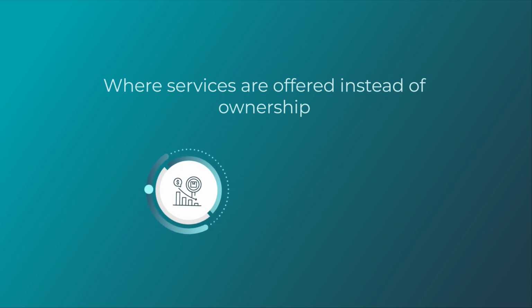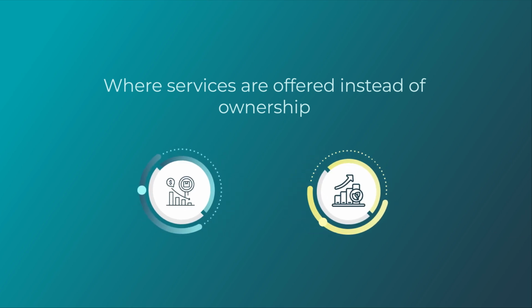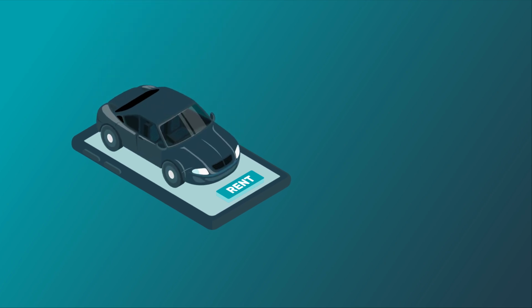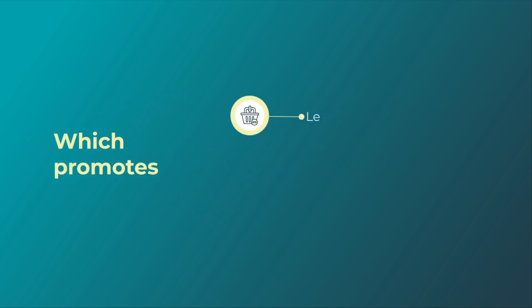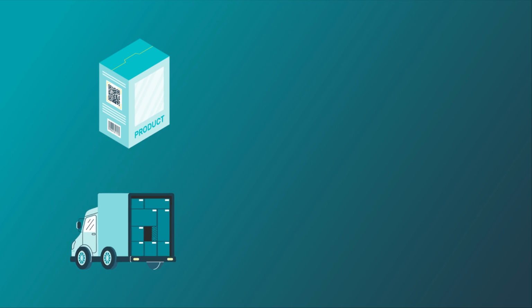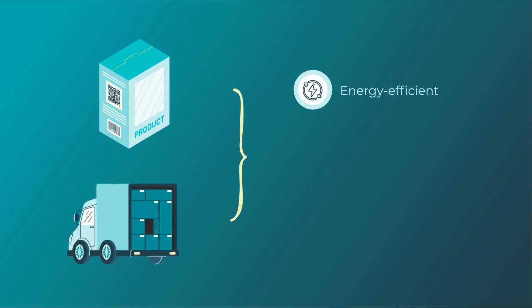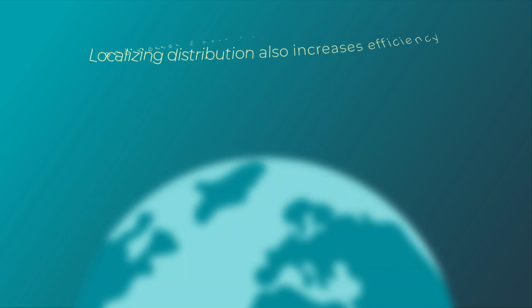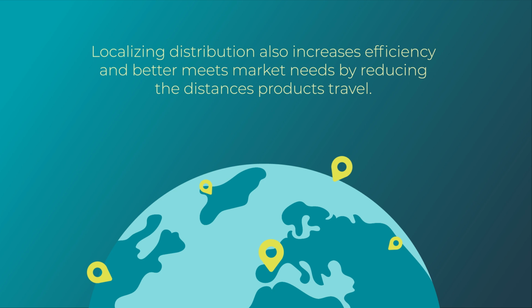of ownership to decrease resource consumption and enhance sustainability. For example, companies might rent cars to customers, managing all associated maintenance and insurance, which promotes less consumerism and reduces the use of resources. Additionally, optimizing packaging and shipping methods to be energy efficient, biodegradable, and reusable minimizes environmental impacts like CO2 emissions. Localizing distribution also increases efficiency and better meets market needs by reducing the distances products travel.